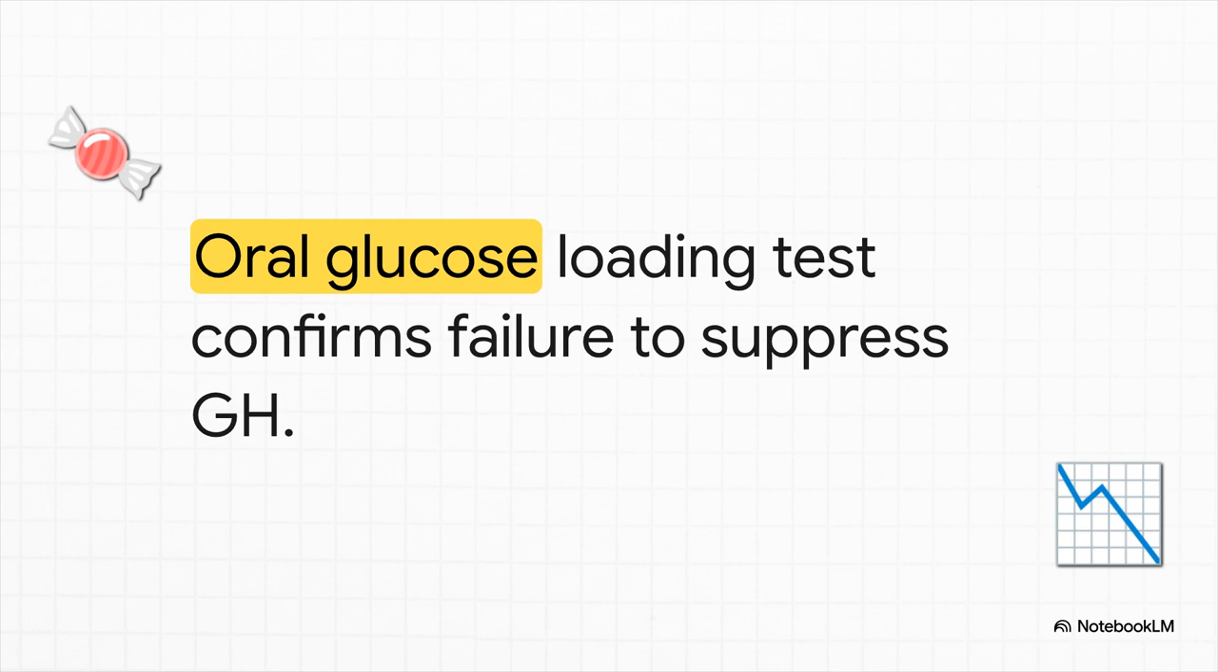After an overnight fast, you give the patient a 100-gram oral glucose load. In a normal individual, a massive spike in glucose will suppress growth hormone levels down to undetectable amounts. But in our patient with acromegaly, who has a rogue autonomous tumor, when you measure their GH at 0, 60, and 120 minutes, the growth hormone levels stubbornly fail to suppress. That complete failure to suppress is your definitive diagnosis.